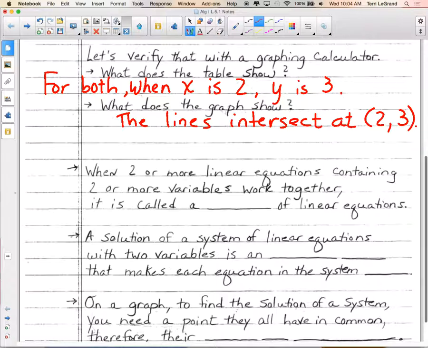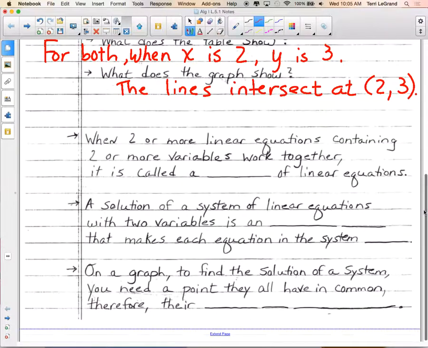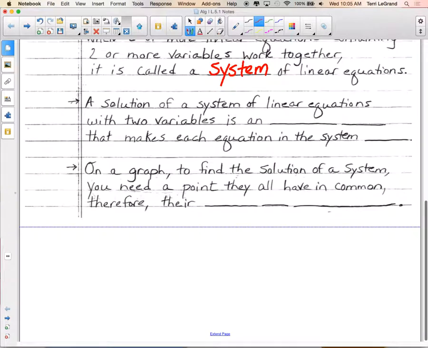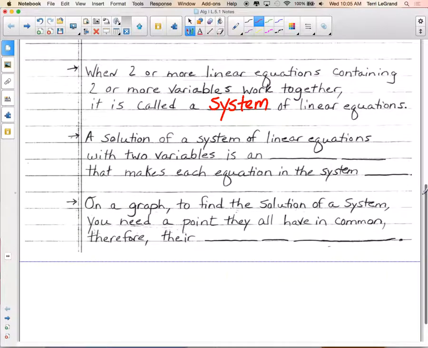So when we have 2 or more linear equations, we can have 3, we can have 10, we can have however many, containing 2 or more variables. Good news, we're only going to work with the 2 variable ones right now. 2 or more variables working together, we call it a system. So in a system, things need to work together. So we have a system of linear equations. These equations are working together. One does not get to be independent of the other.